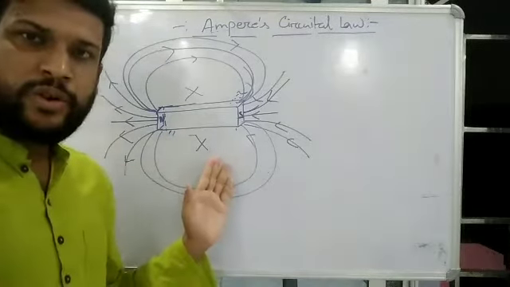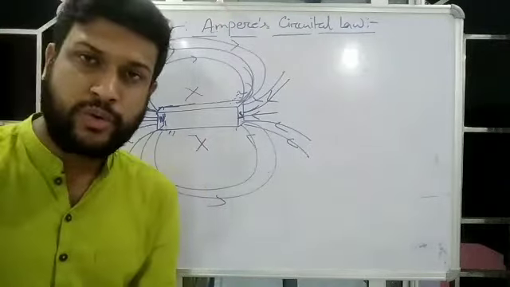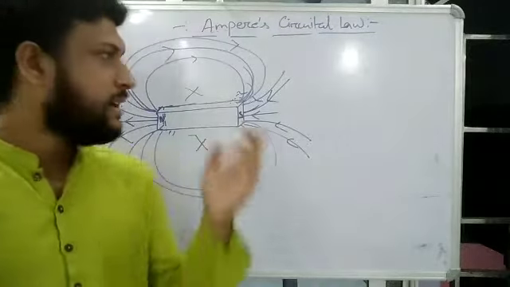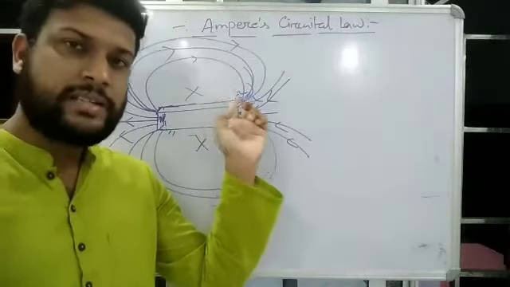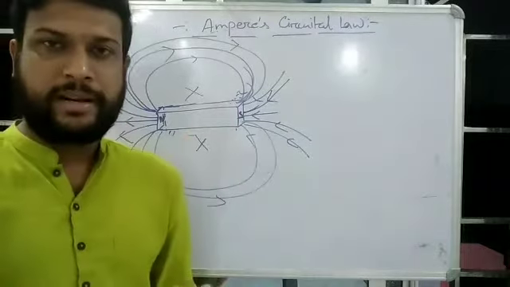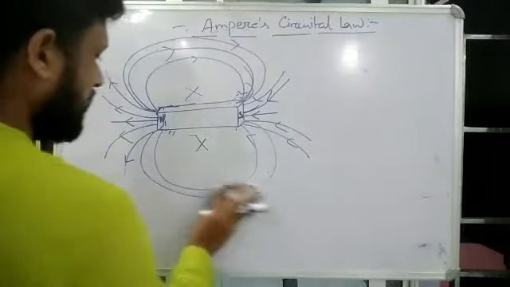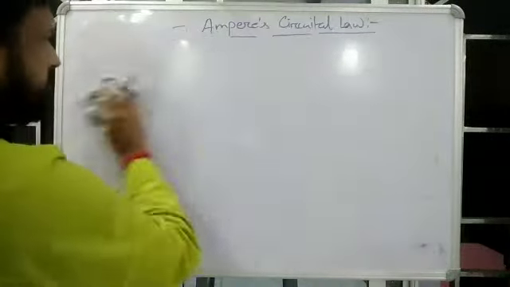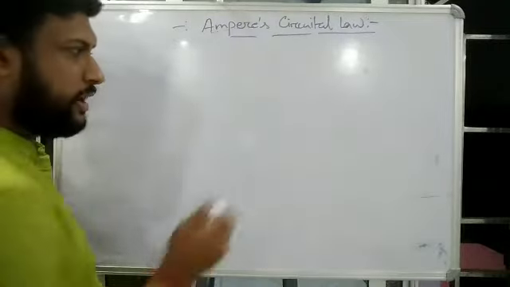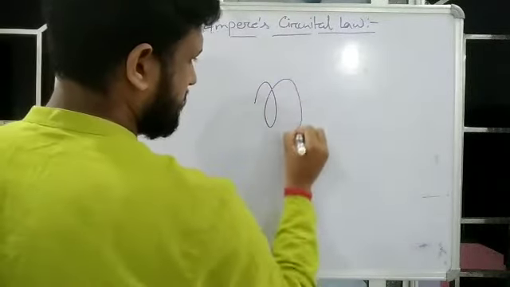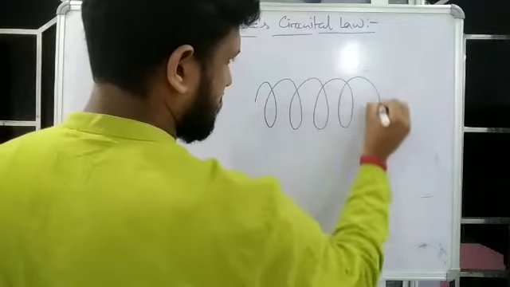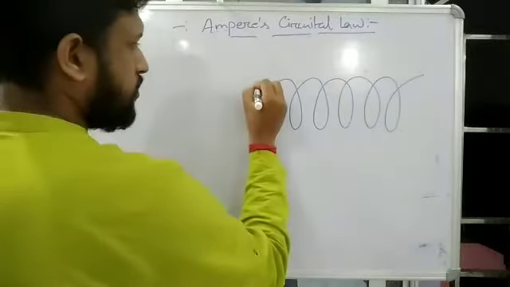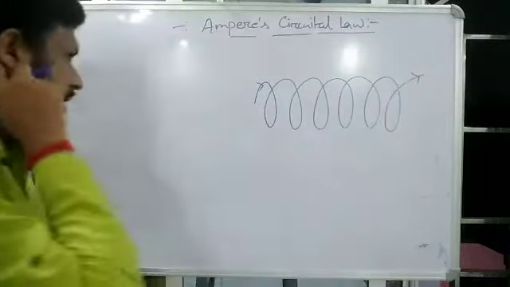So why have I drawn this? Because I have already told you, to apply Ampere's circuital law, we need to know about the direction of the magnetic field. These lines of force are the direction of the magnetic field for a bar magnet. Now if I go back to the solenoid, suppose this is the solenoid. Suppose current is going in from this side and going out from that side.